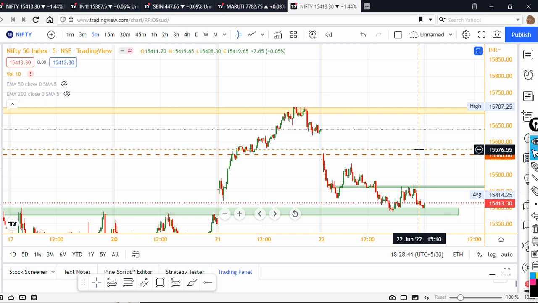Now in this video, we'll be talking about what can be the probable movement of Nifty 50 tomorrow, what will be the analysis, what will be the key level, and how the price action is showing what can happen tomorrow. It will be a detailed video, and the basic objective of making this video is that you learn how to read the price action, not how to trade in Nifty.